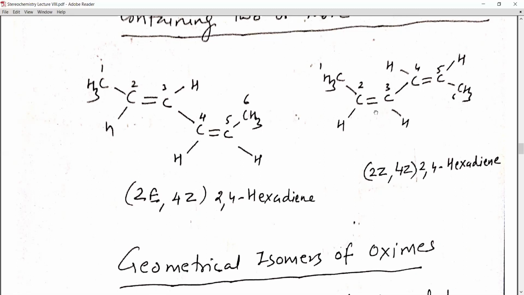In this molecule, the high priority group is methyl, and on C3 carbon, the high priority group is this. So both are on the same side, so it will be named 2Z. And on C4 carbon, the high priority group is this whole group, and on C5 carbon it is methyl. Both are on the same side, so it will be referred to as 4Z, 2,4-hexadiene.